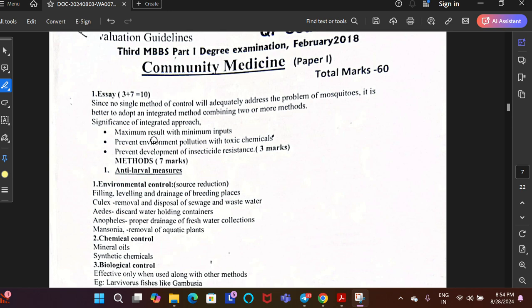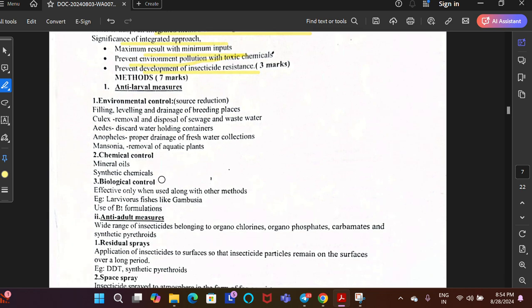In this regard, classify the different methods of integrated approach to vector control and describe clearly each method with specific reference to mosquitoes. Since no single method adequately addresses the problem, it is better to adopt an integrated method combining two or more methods, giving maximum result with minimum inputs, preventing environmental pollution with toxic chemicals, and preventing development of insecticide resistance. So there are many methods.